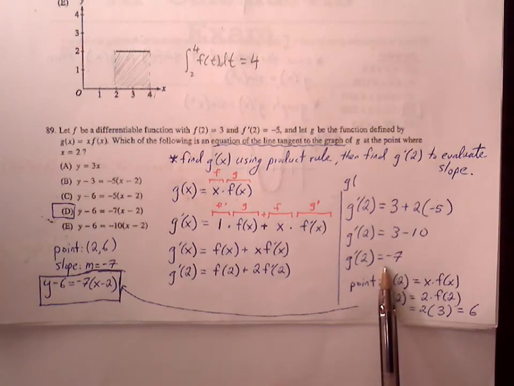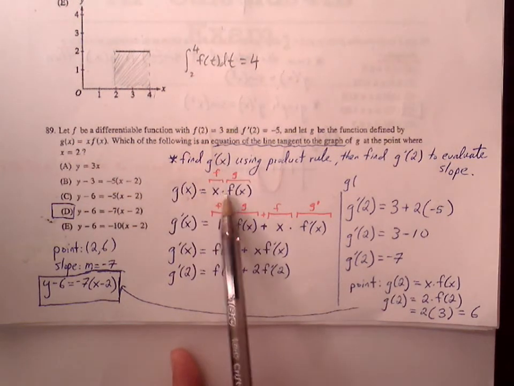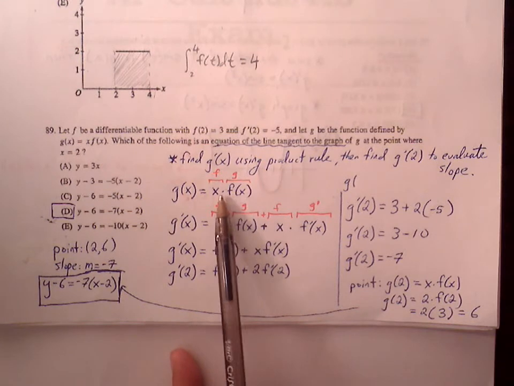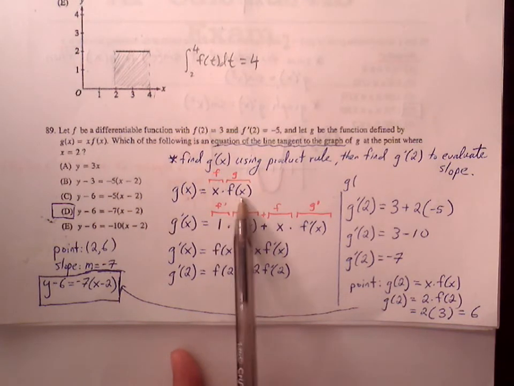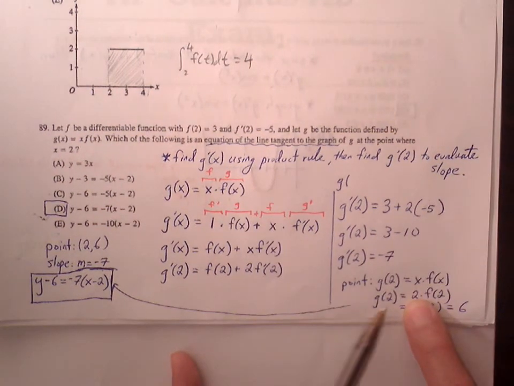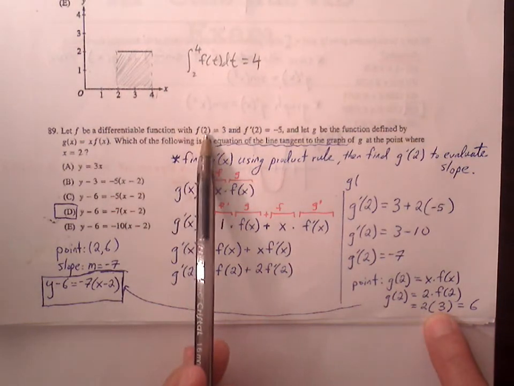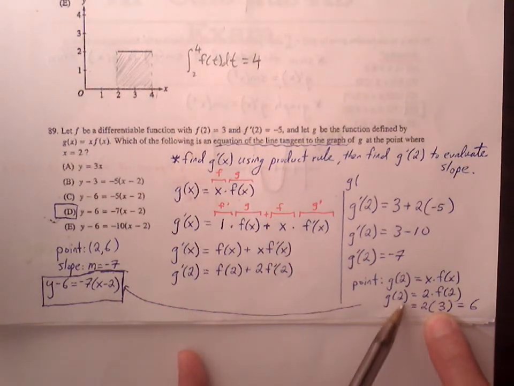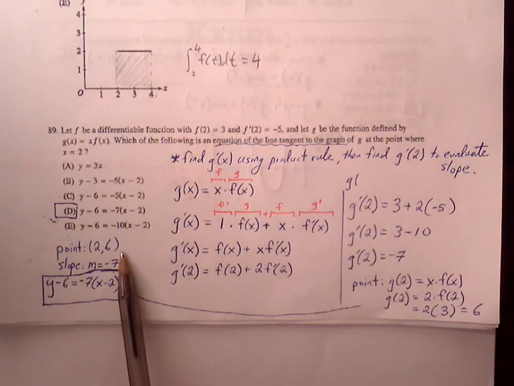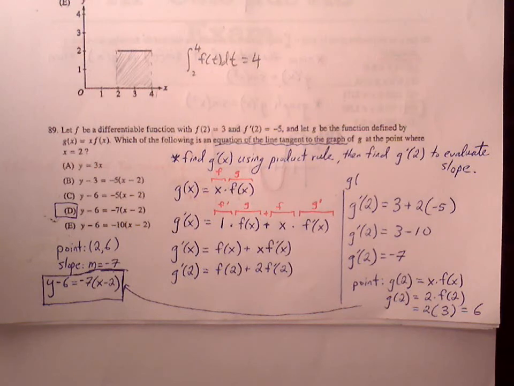That's my slope. Now to find my ordered pair, I'm going to plug in 2 for all the x's in my original g function. So 2 times f of 2, and f of 2 is equal to 3. 2 times 3 is 6, so my ordered pair is 2, 6. We find the slope to be -7, and we put it in point slope form. y minus y1 equals m times x minus x1, and that matches answer choice D.